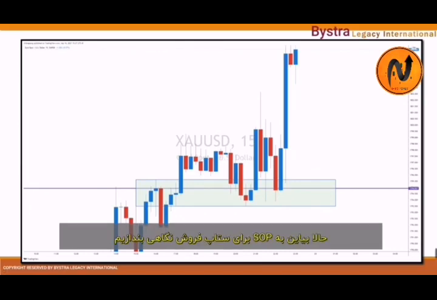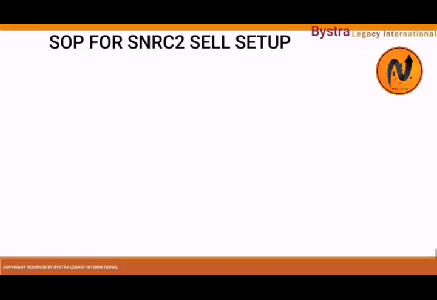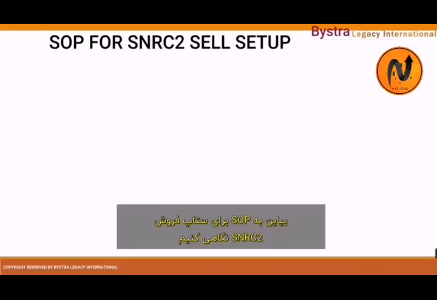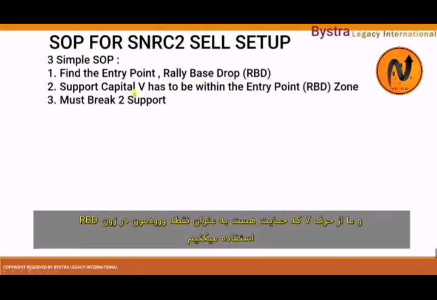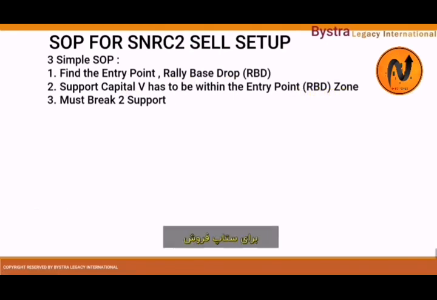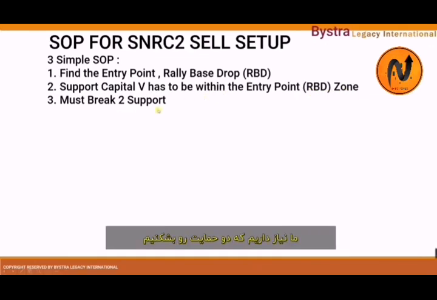Now let's look at the SOP for the SNRC2 sell setup. This time the entry point for the sell setup would be the Rayleigh base drop, and we will use the capital V, which is the support, as our entry point into the Rayleigh base drop zone. So for the sell setup, we need to break two supports.